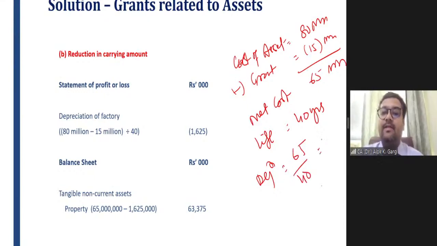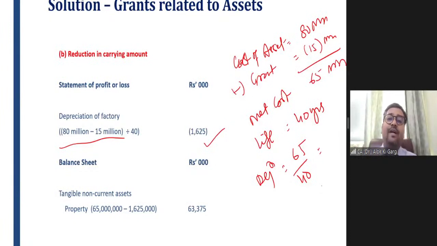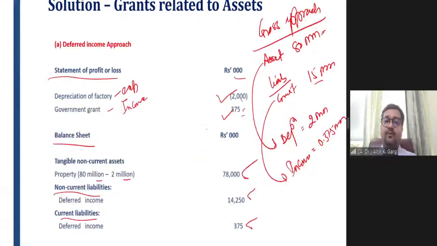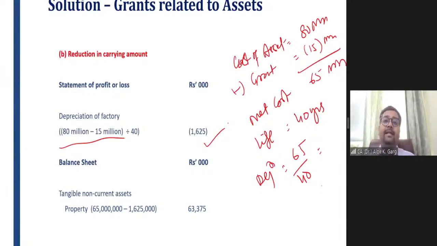So what is the depreciation? 65 divided by 40 is coming out at 1.625 million. Since the grant has already been reduced from the cost of the asset, net 1.625 million will be charged as depreciation in the books of accounts. And in the balance sheet, the net value of the asset was 65 million minus 1.625 million depreciation. So the net value is 63.375 million.